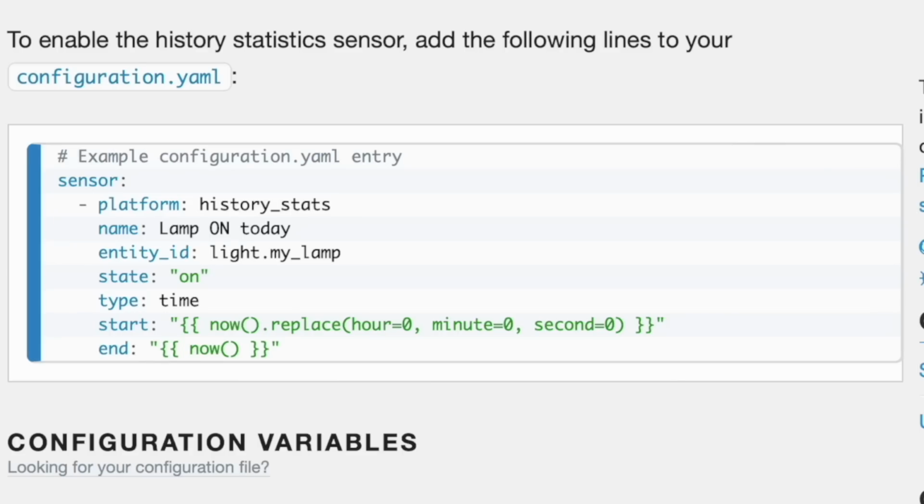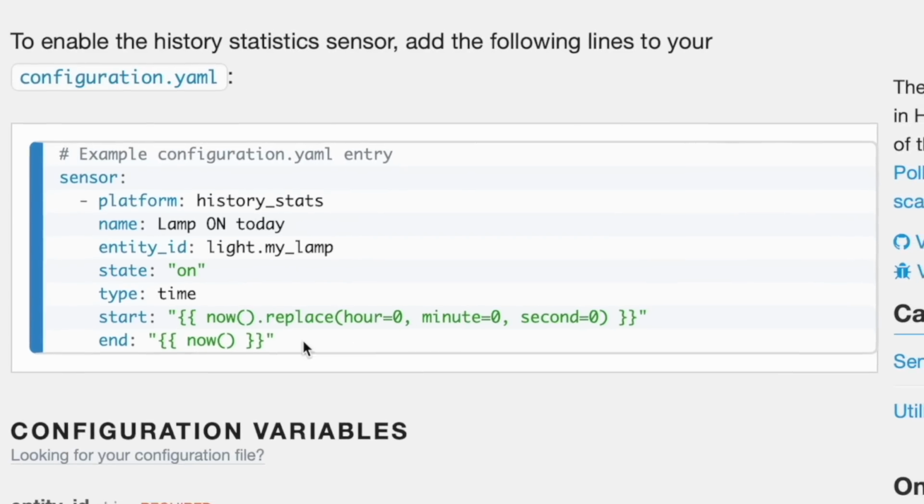And as you can see in this example in the documentation, we can use this replace function after now to get a specific point in time. So as you can see, this starts at now, where they've replaced the hour to 0, the minute to 0 and the second to 0, and it ends at the current time. So in this case, this history stats sensor would be checking to see how long this particular lamp was on from midnight of the current day to now.